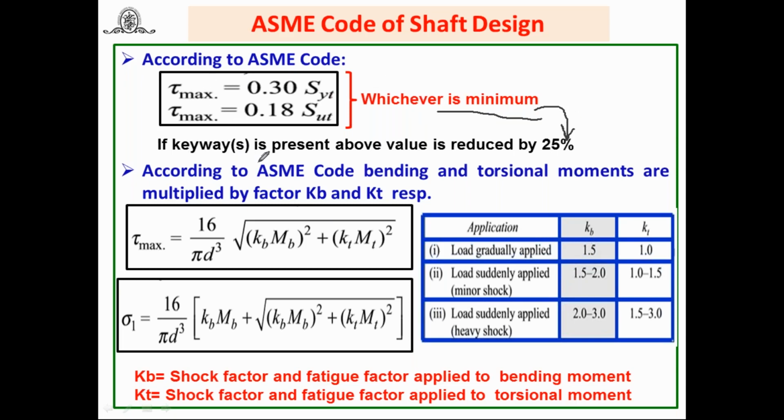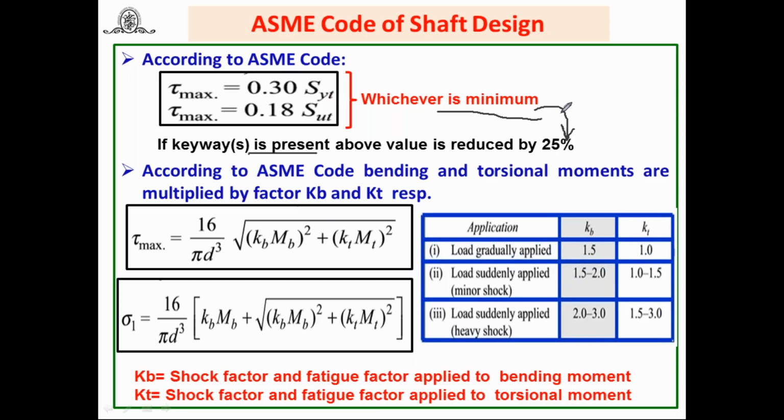Remember, if a keyway is present and it is asked to neglect the effect of keyway, then don't reduce by 25% and don't multiply by 0.75. Remember this thing. Directly use whichever is minimum.